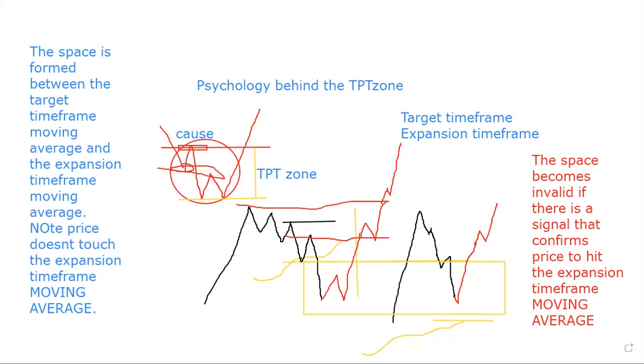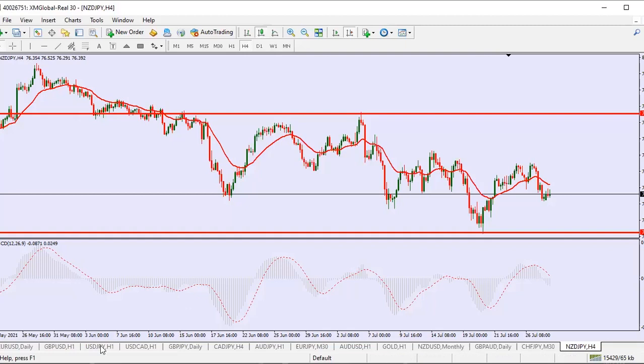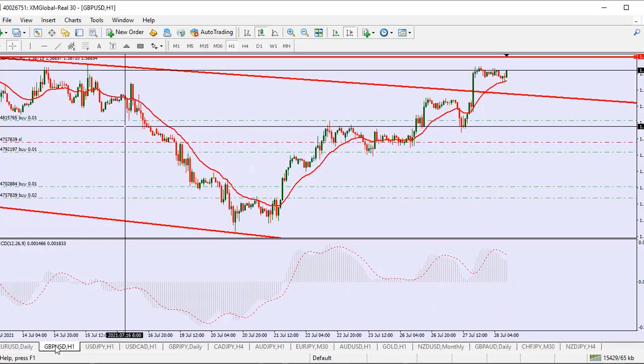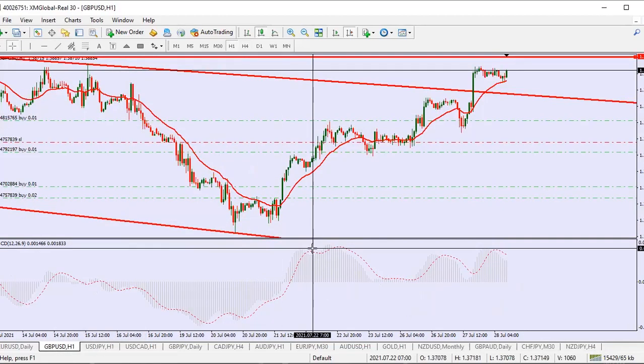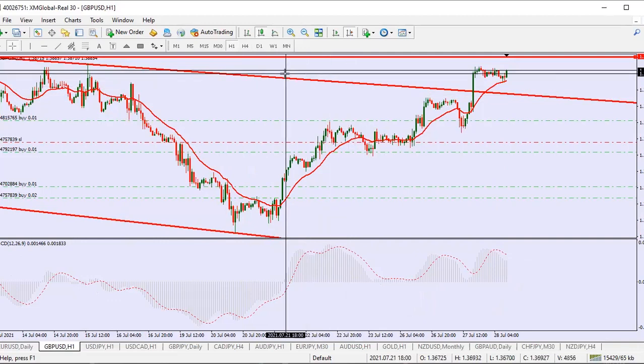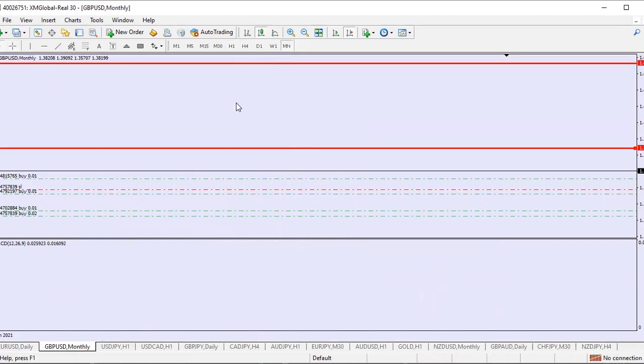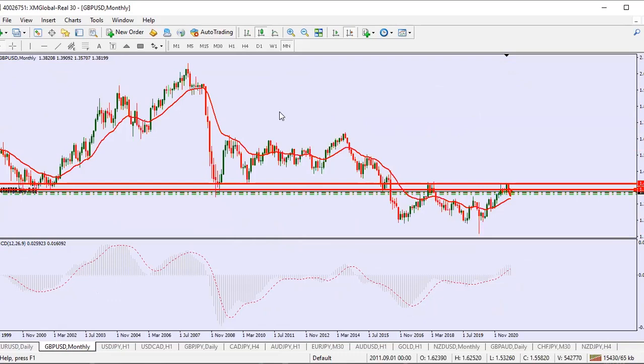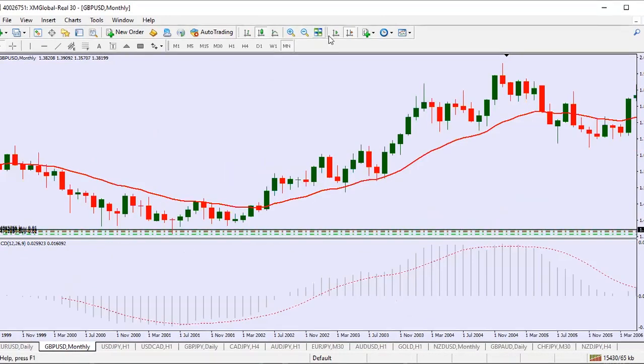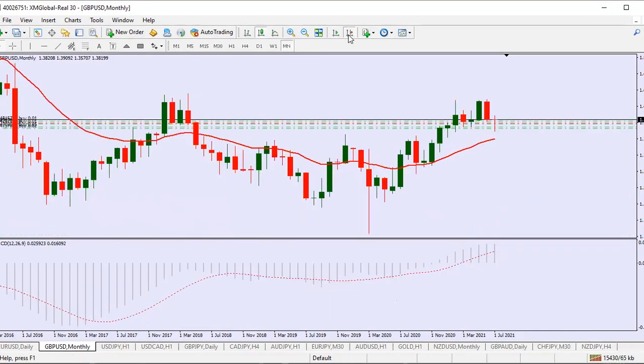All right, so let me go back to share my screen so we can explain properly the TPT zone. Now, this is a particular trade I took based on the TPT zone. Now I will explain fully how I took this trade.